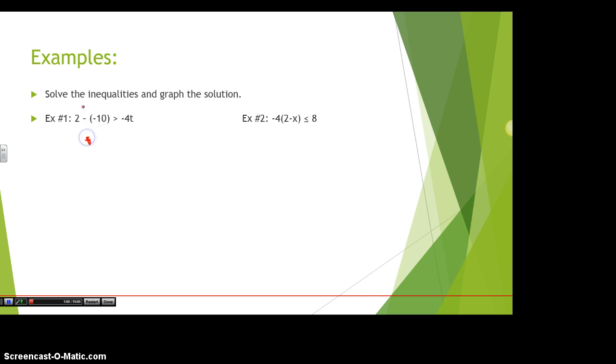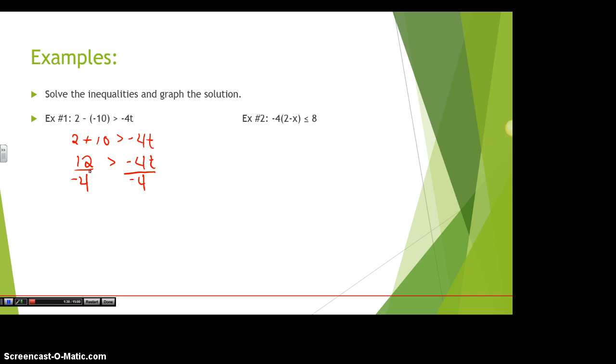So on the left side, we will have 2 plus 10, which is greater than negative 4t. Let's combine 2 plus 10, which gives me 12 on the left, is greater than negative 4t. When solving this inequality, we want to get t all by itself on the right side. So we're going to divide by negative 4 on the right, divide by negative 4 on the left.